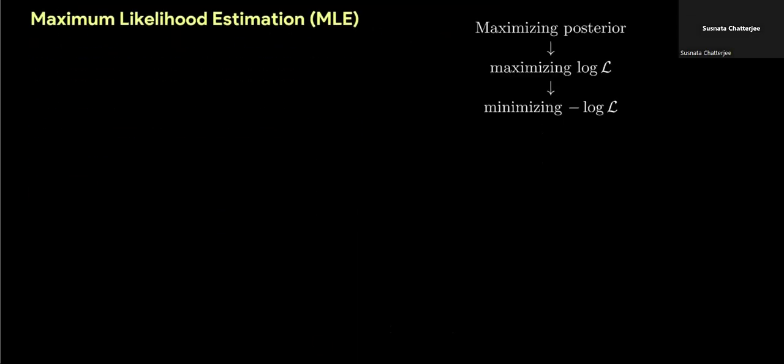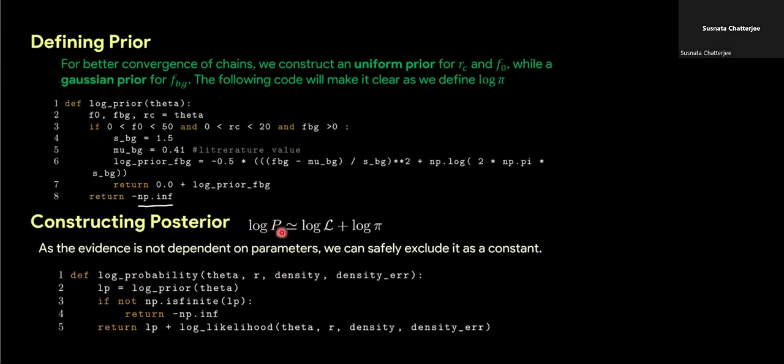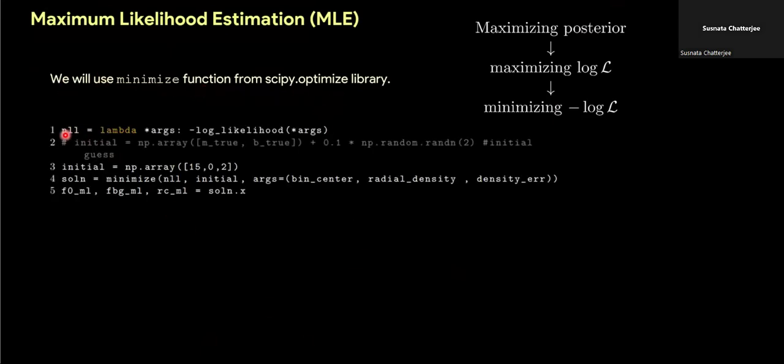Now maximum likelihood estimation. We seek to maximize the posterior, which is log p. So maximizing log p means maximizing log L, as log pi is constant, which means minimizing minus log L. We'll use the minimize function from the SciPy optimize library. We define NLL to be the minus log likelihood. We give an initial estimate of the values, and then run our minimize function, with the arguments being centered, radial density, and density error. The solutions obtained are F naught ML, FBG ML, and RC ML.